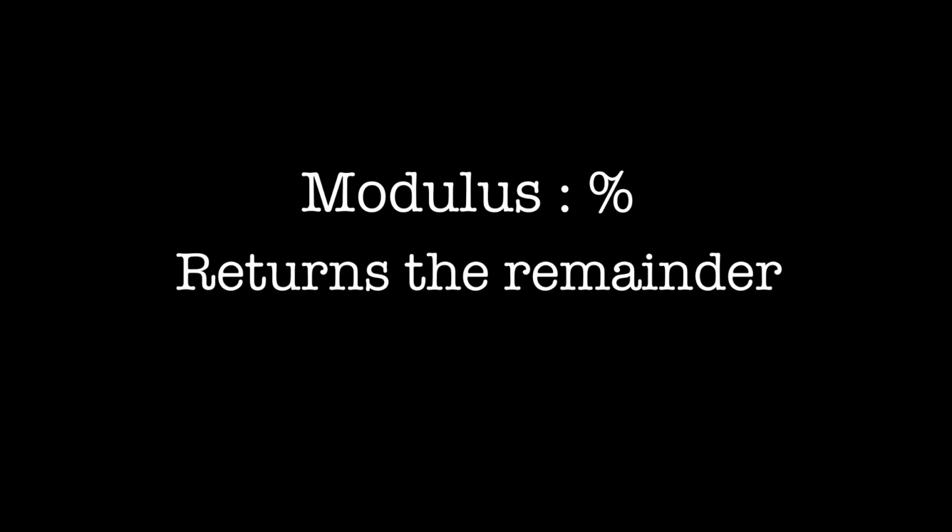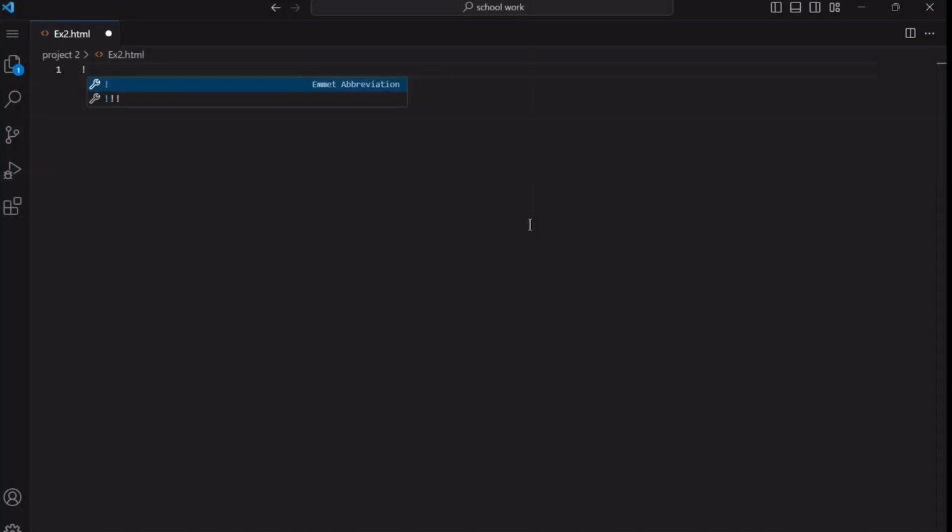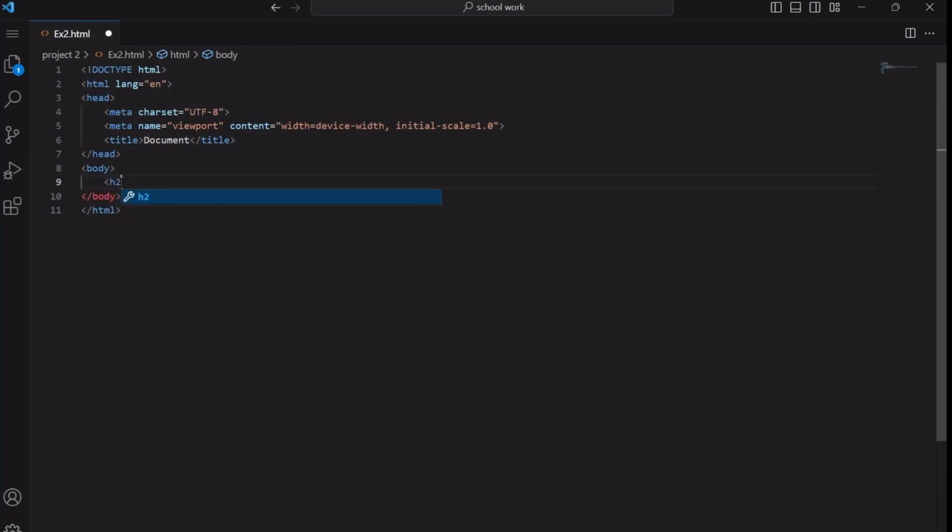Modulus will return the remainder of a division equation. This time, we'll have one heading and 2 paragraphs. The reason for this was to show what would happen if there is no remainder and what if there is a remainder.